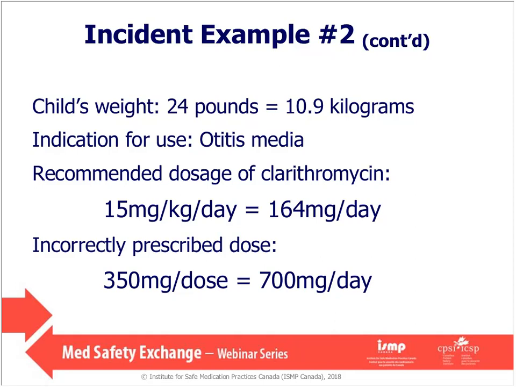Based on a weight of 10.9 kilograms, the daily dose would be 164 milligrams per day and not the 700 milligrams per day as prescribed. The initial dose prescribed was therefore more than 4 times the intended dose. It would appear that the miscalculation was twofold. The daily dose was not converted to a single dose by dividing by 2, and the child's weight was not converted from 24 pounds to 10.9 kilograms.